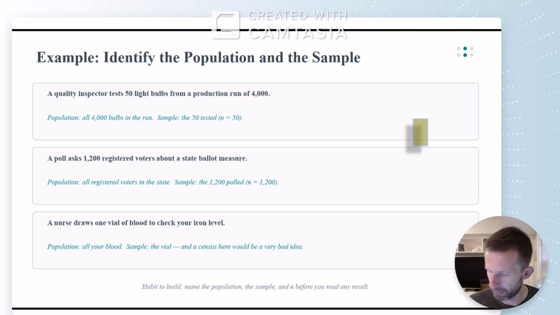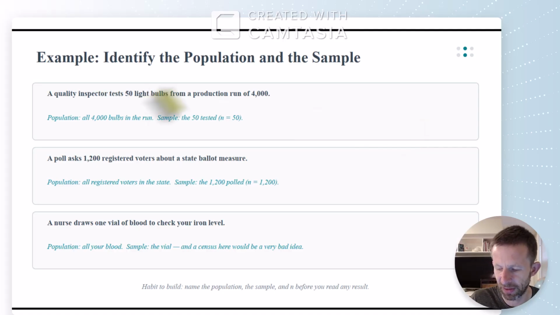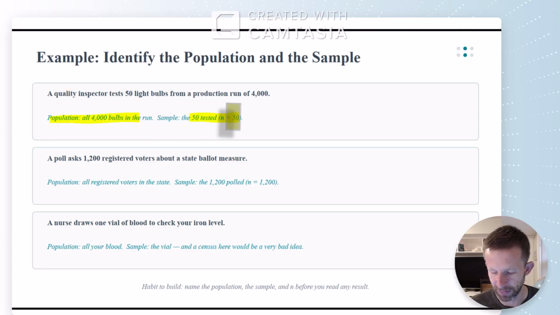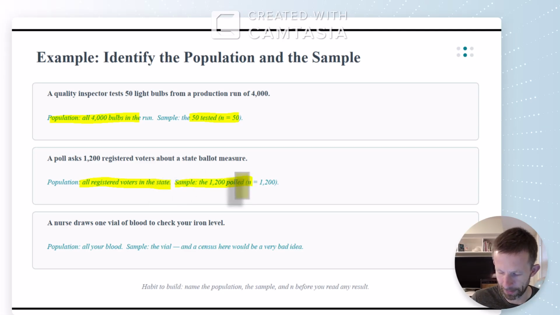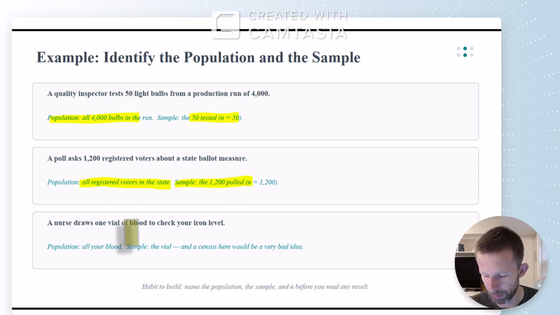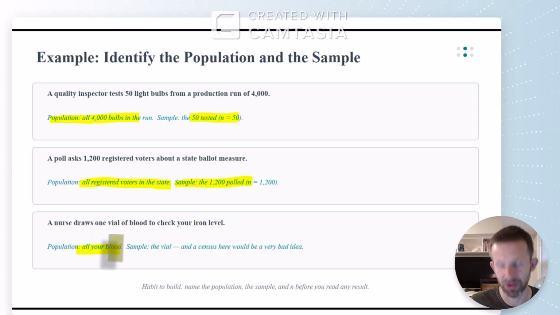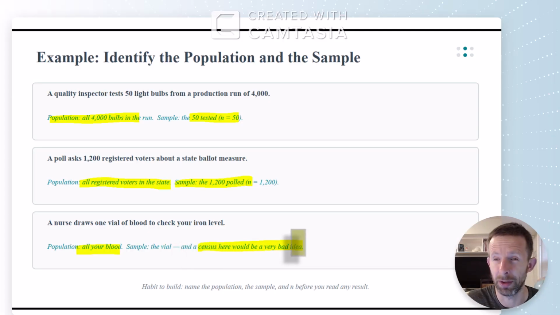Identify the population and sample. A quality inspector tests 50 light bulbs from a production run of 4,000. Here the population is all 4,000 light bulbs, and the sample is the 50 that are tested, n equals 50. A poll asks 1,200 registered voters about a state ballot measure. The population is all registered voters, and the sample is the 1,200 that are taken. A nurse draws one vial of blood to check your iron level. The population is all your blood, and the sample is the vial. A census here would be a very bad idea, drawing all your blood.